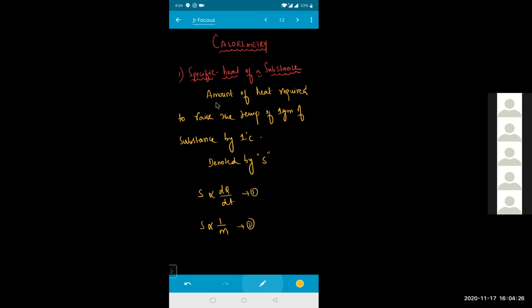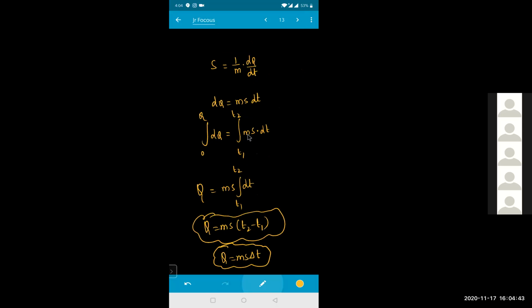So, we have the definition of specific heat basically. What do you mean by specific heat, beta? Amount of heat required to raise the temperature of 1 gram of a substance by 1 degree centigrade. Yahan proportionality constant nikalo, to K ki value aa gayi 1. So S is equals to dQ by dt and S is inversely proportional to mass. So simplifying it, we are getting the formula Q is equals to M into S into delta T. M is the mass, S is the specific heat, delta T is nothing but temperature difference.